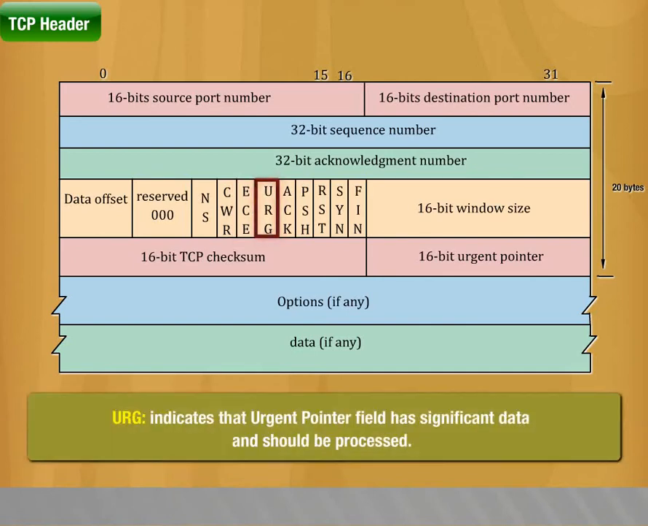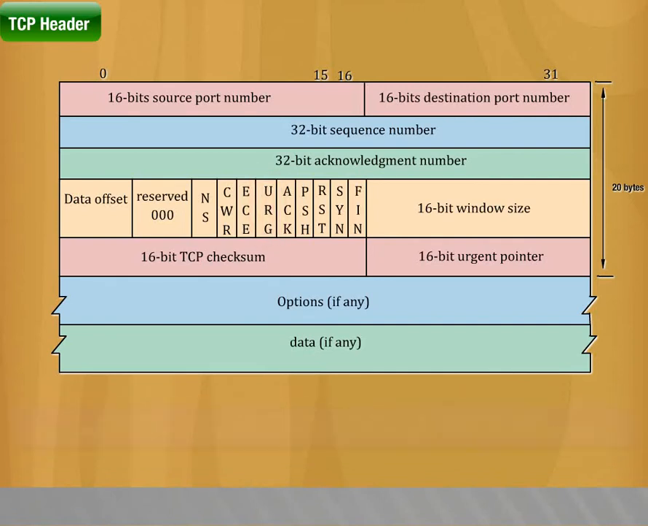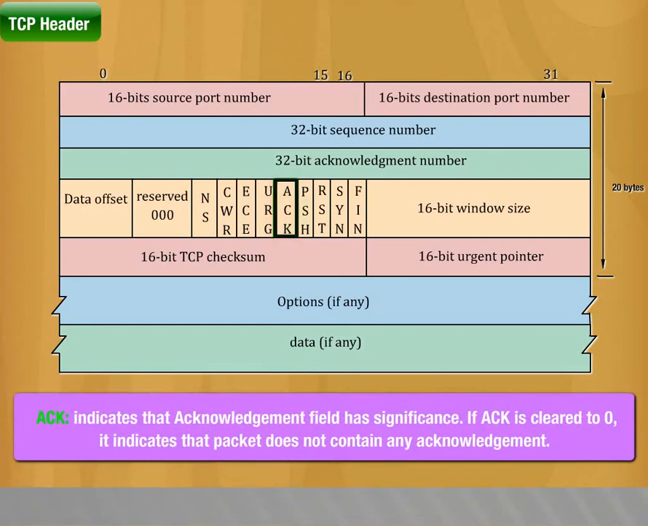URG indicates that the urgent pointer field has significant data and should be processed. ACK indicates that the acknowledgement field has significance. If ACK is clear to 0, it indicates that the packet does not contain any acknowledgement.